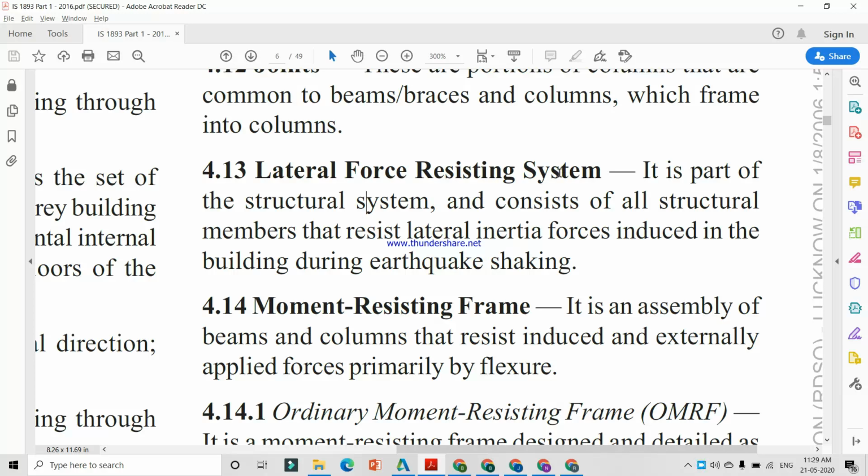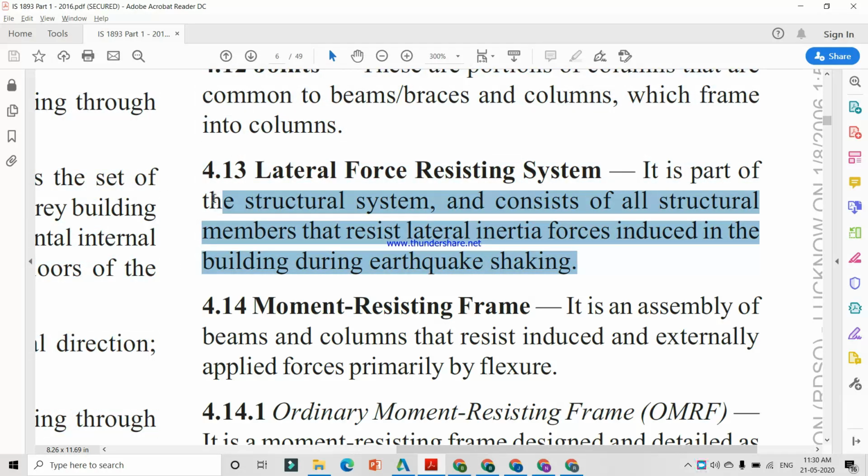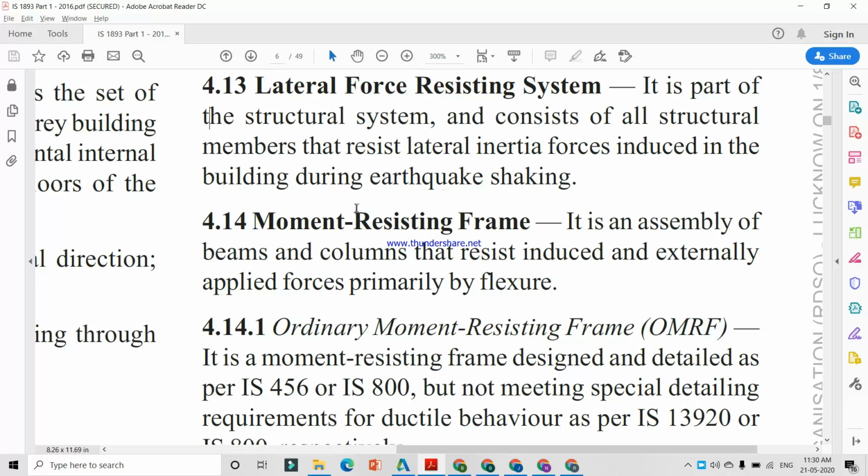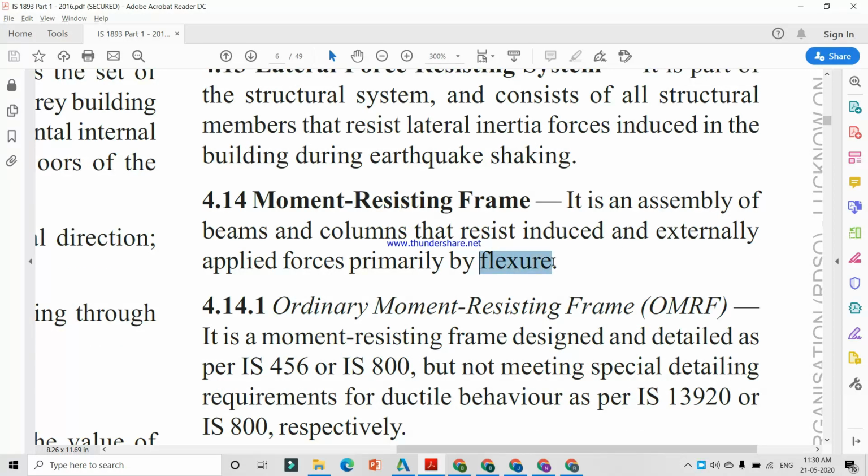Lateral force resisting system. That means it is the part of the structural system and consists of all structural members that resist lateral inertia force which is induced in the building during earthquake shaking. Moment resisting frame system means it is generally a moment resisting frame, considering the beam and column that resist earthquake force by their flexure, that means by beam and column.